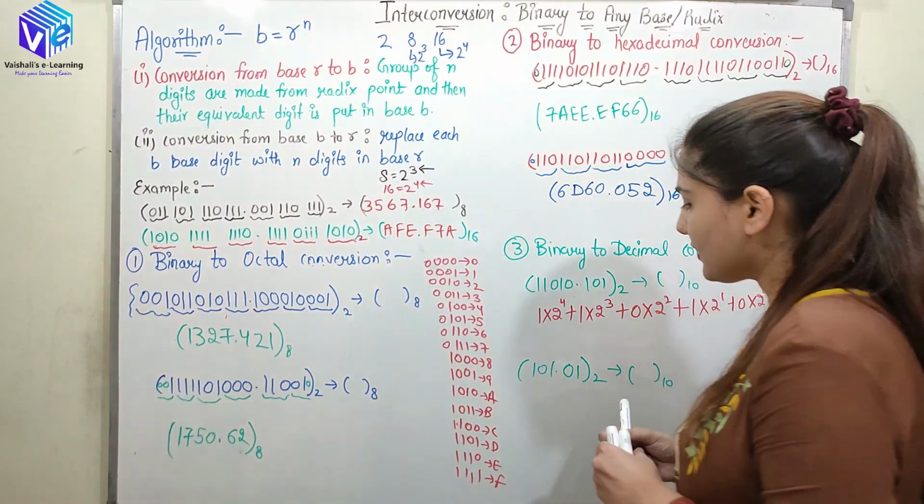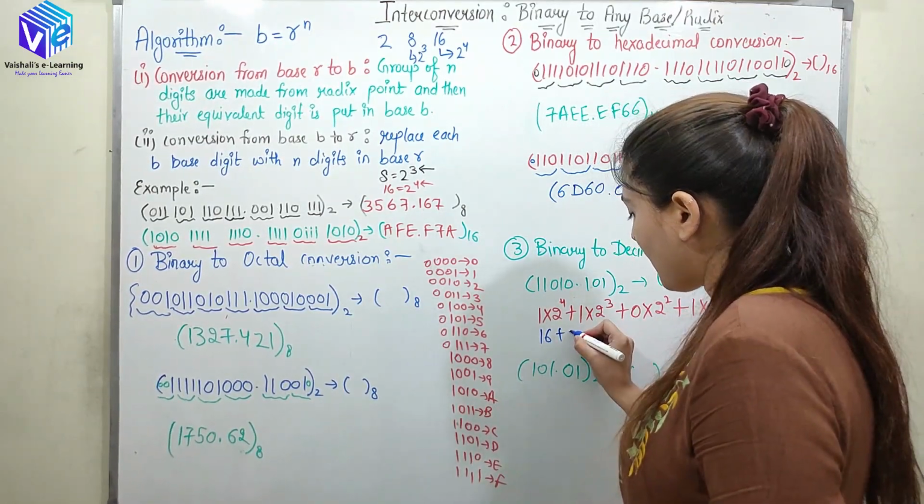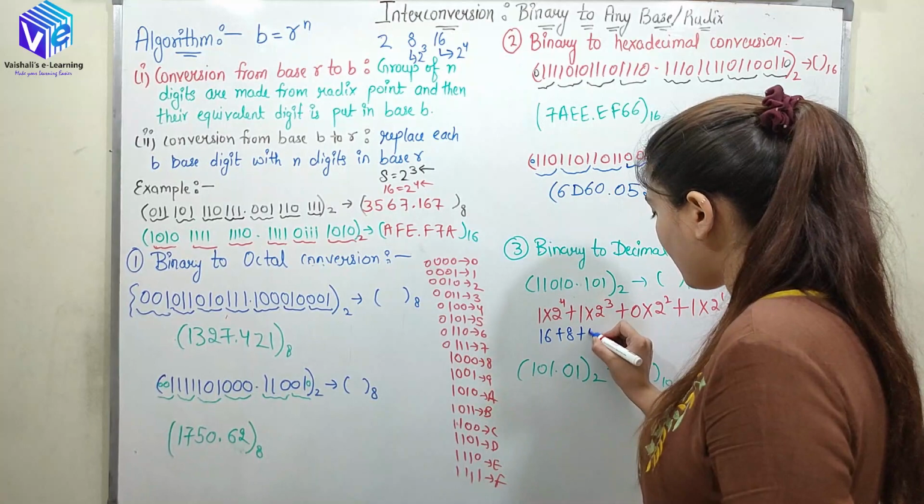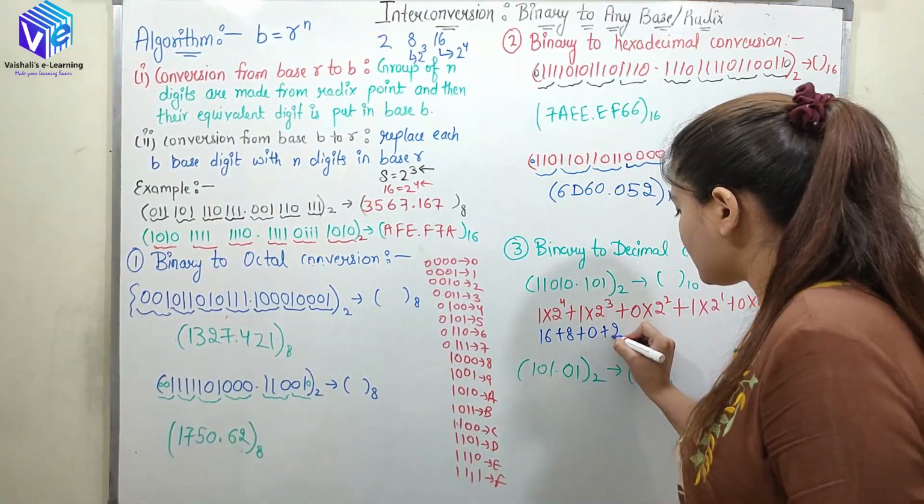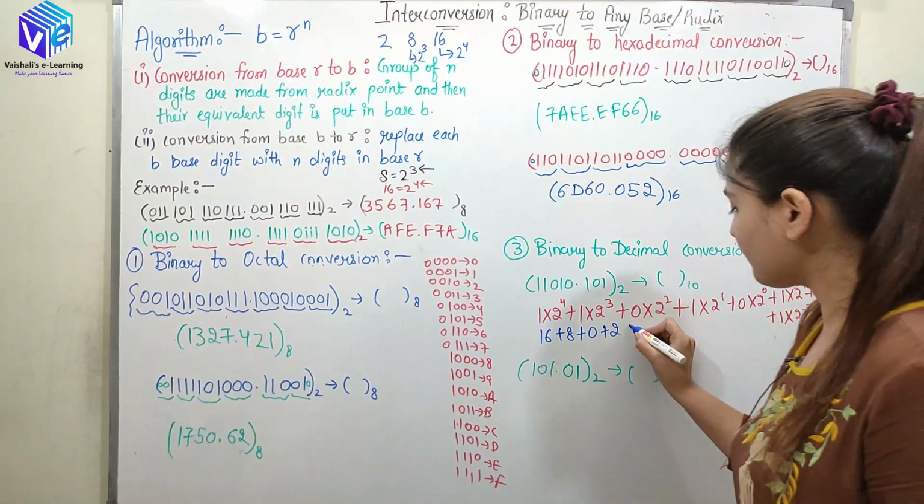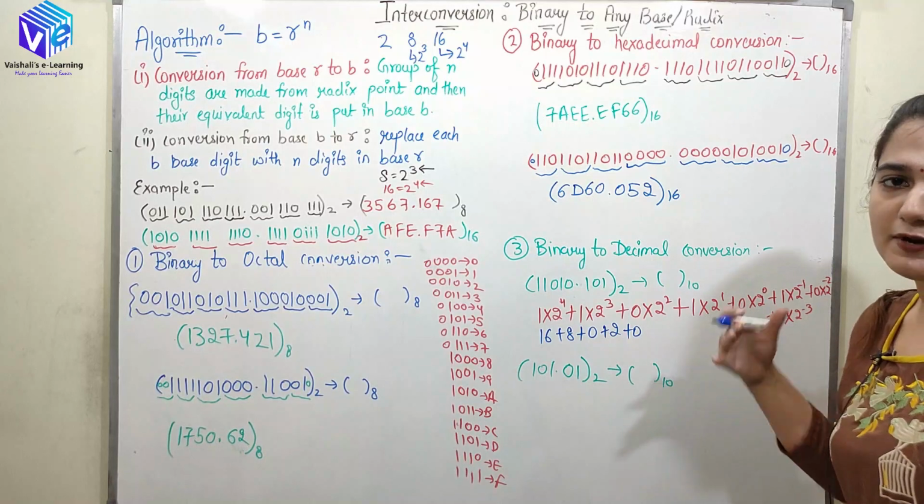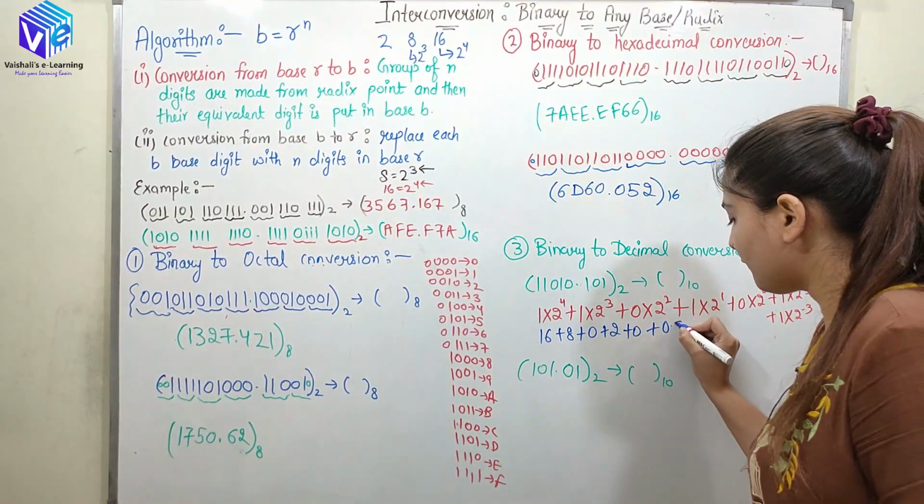Now how can we represent it? 2 raised to power 4 is 16. 2 raised to power 3 is 8. 0 into something would be 0, plus 2. Here we have 0 into something would be 0. Now 1 into 2 raised to power minus 1 is 1 upon 2, which is 0.5.